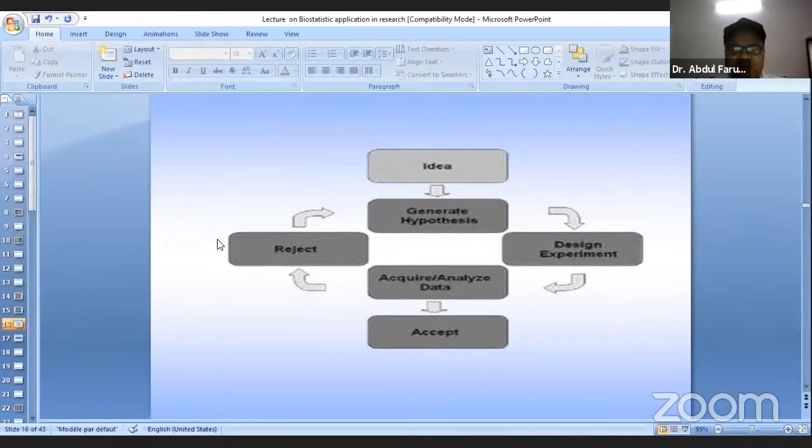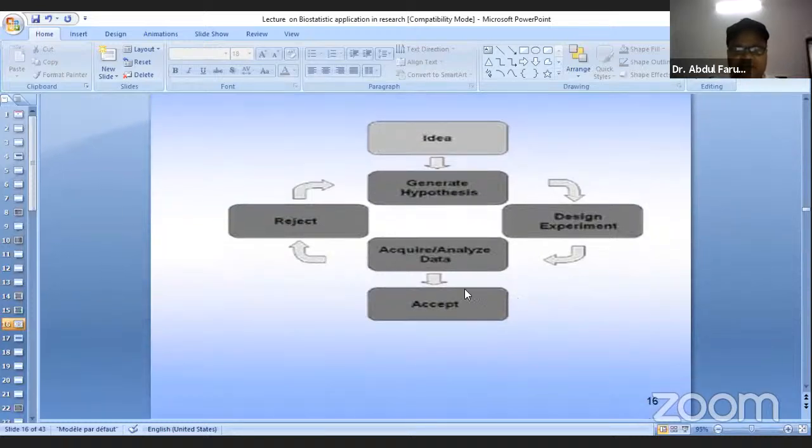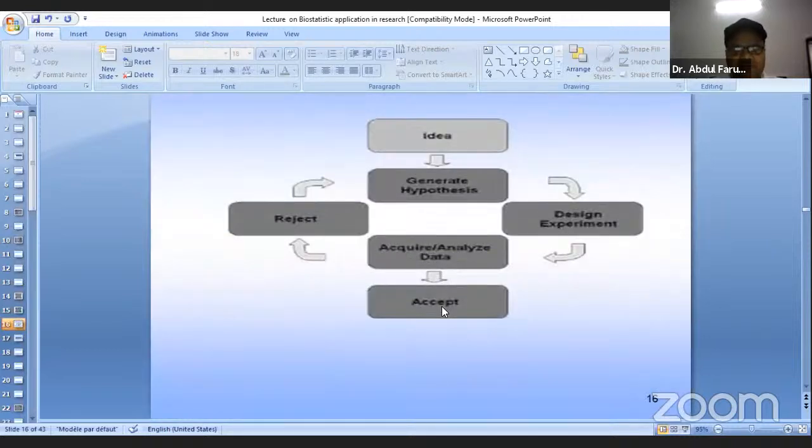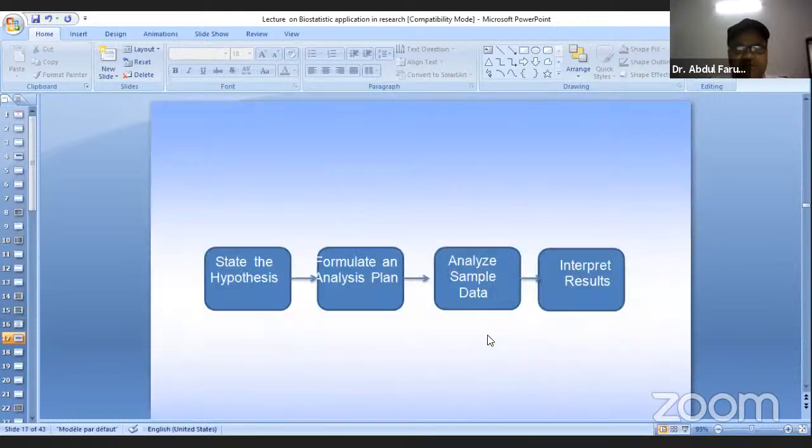Yeah, sir. हम hypothesis testing की बात कर रहे थे, तो पहले hypothesis generate करना पड़ता है, उसके बाद में उसको test किया जाता है different test लगा के. On the basis of the test we accept our limits and we do not accept our limits, that depends upon the type of the experiment we have designed. So sabse pehle the hypothesis is generated, then formulate an analysis plan, then analyze the sample data and interpret the result. These are basically the four steps.